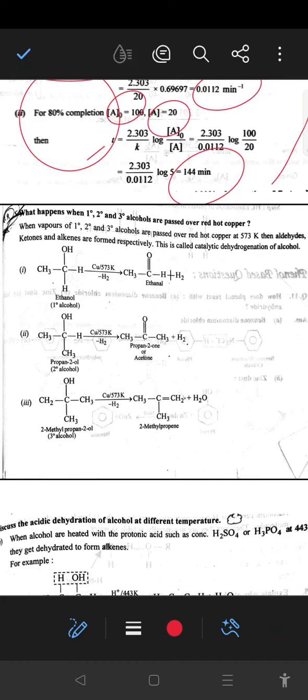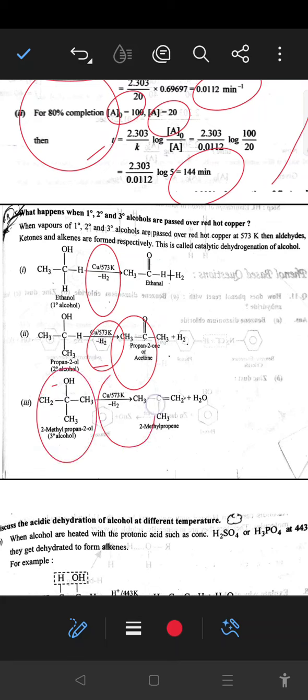Next question: what happens when primary, secondary and tertiary alcohols are passed over red hot copper? When primary alcohol is treated with copper at 573 Kelvin, it gives aldehyde, for example from ethanol. When secondary alcohol is heated with copper at 573 Kelvin, it gives ketone. And in the third case, when tertiary alcohol is heated over copper at 573 Kelvin, it gives alkene formation, 2-methylpropene.